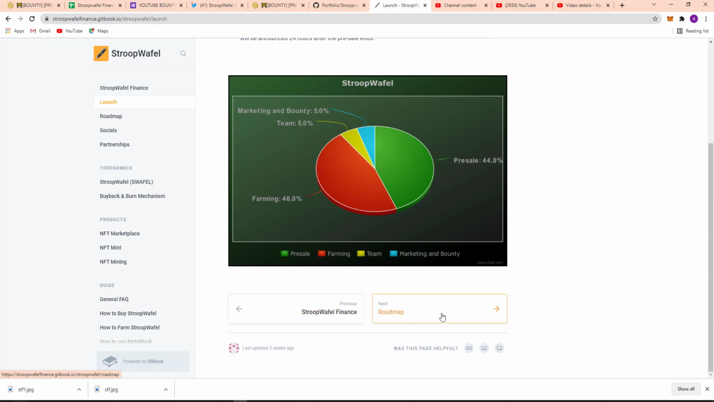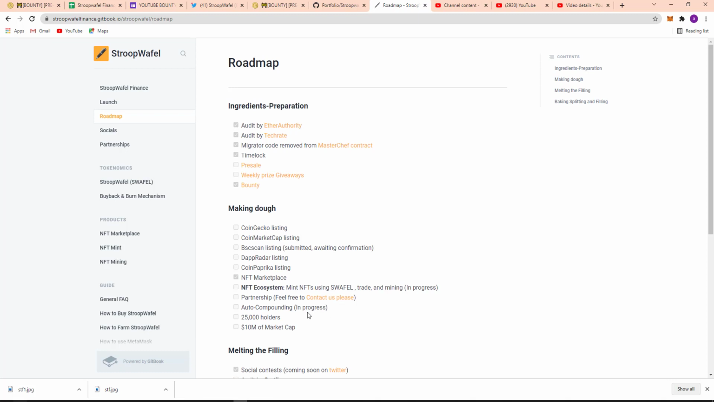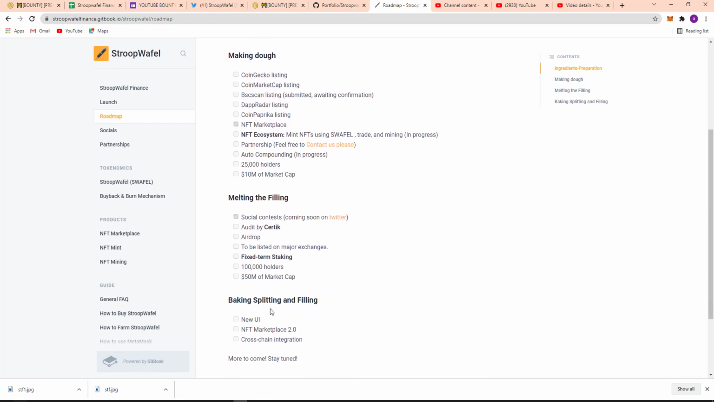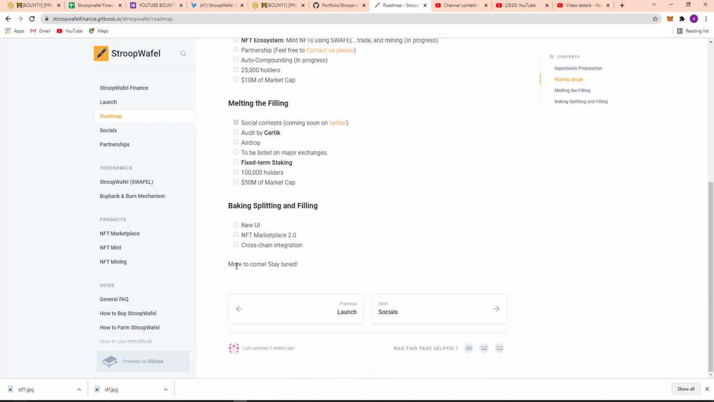And here's their roadmap, and you can see it here. The contract is audited by Ether Authority, and I discussed Ether Authority and their audit in my previous video. If you want to know about their audit report, just see my previous video; I put the link in my description box. Here, the migrator code was removed from the master chef contract, and there is a timelock. And here you can see the milestones. More to come.